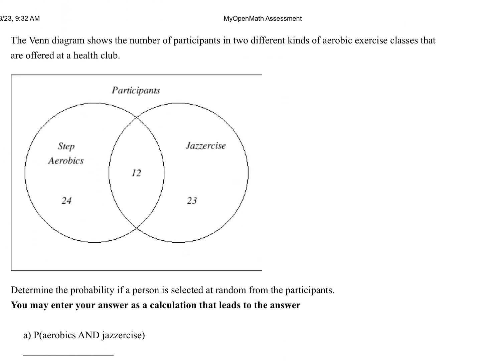All right, number 8. The Venn diagram shows the number of participants in 2 different kinds of aerobic exercise classes that are offered at a health club. You have step aerobics and you have jazzercise, and then you have 12 people in the middle. The 24 means that 24 people only do step aerobics and they don't do jazzercise. The 23 means that those people do jazzercise but not step aerobics. And the 12 in the middle means those people do both exercises. They do step aerobics and jazzercise.